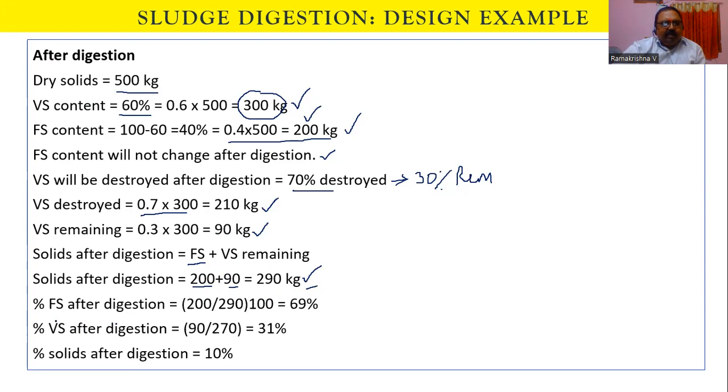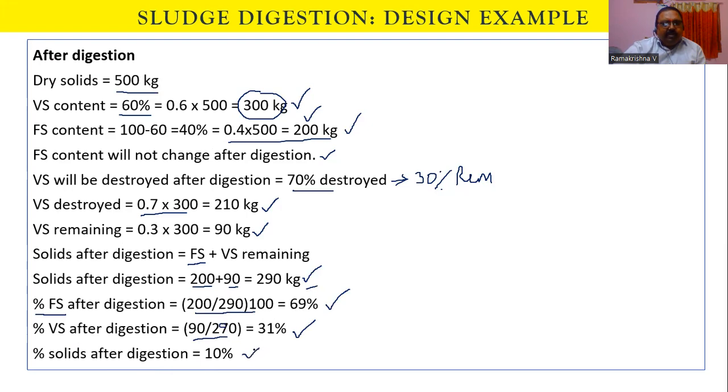We'll calculate. First of all, we'll calculate percentage of fixed solids. So fixed solids are 200 kgs in 290 kgs. So this is equal to 69%, right? And now what is the percentage volatile solids after digestion? 90 kgs, we already calculated remaining solids. And this is 290 here. And then this is 31%. So percentage solids after digestion is 10%.